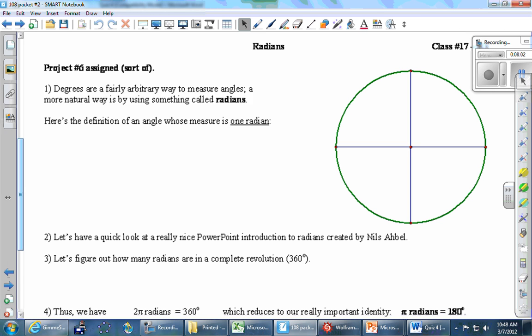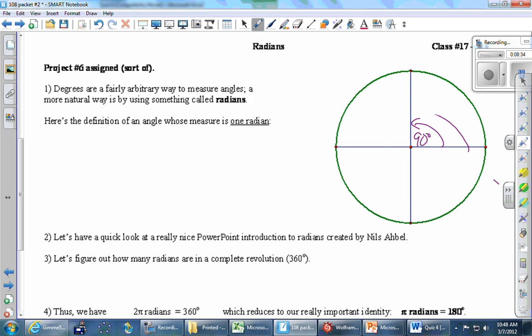Okay, so I know that that sentence is kind of blasphemous because degrees is the only way that we've seen to measure angles for most of us, but it is fairly arbitrary. Again, how many degrees in the right angle? 90? Is that a natural number to you? 90 degrees should be something nice. So 90 seems arbitrary to me. Why not 100? I mean, at least 100 would be better than 90.